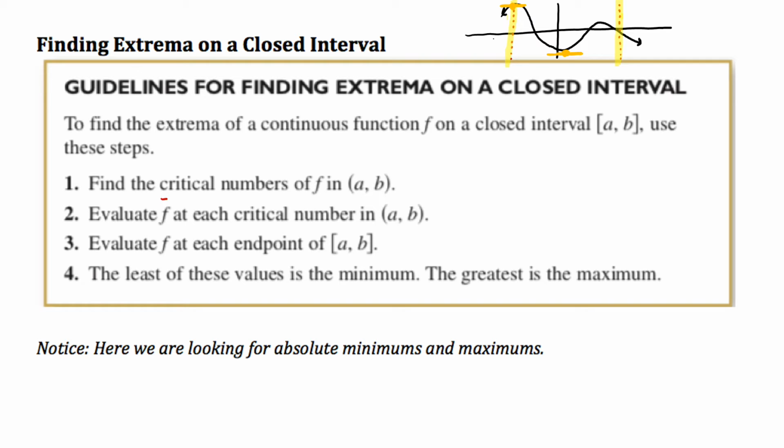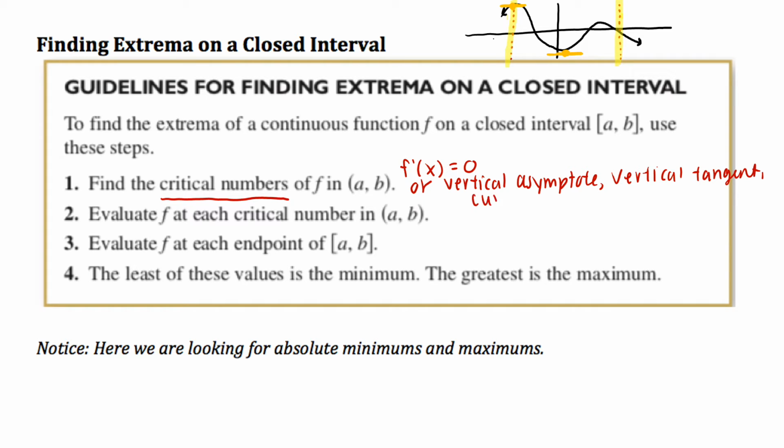First, find our critical numbers, just like we have been in the past 2 lessons. So that means we're going to look for where f prime of x equals 0, so we still get to take the derivative, or where we have any of those problems, so the vertical asymptote, vertical tangent, cusp, etc. All of those things that we get from issues, usually with our denominator.